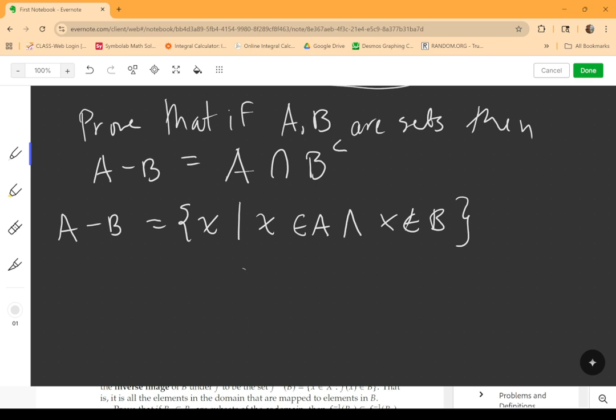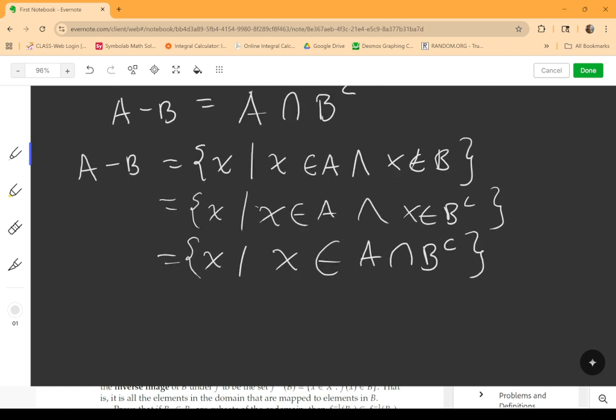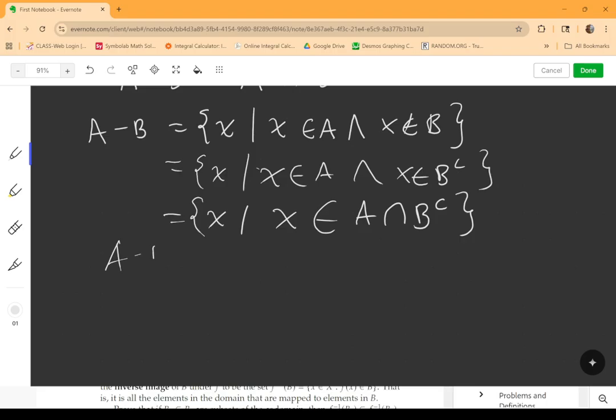Now from here, we can say if it's not in B, then it must be in the complement. So X is an element of A and X is an element of B complement. If it's both, then it's an intersection, so X is an element of A intersection B complement. And now we have A minus B is equivalent to A intersection B complement.